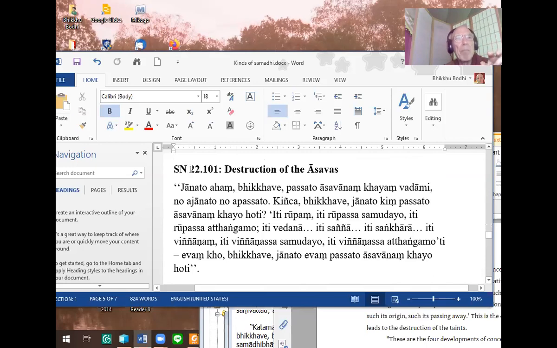And then another sutta in chapter 22 of the Samyutta Nikaya, sutta 101. Here the Buddha first says, I say that the destruction of the defilements, or of the taints, occurs for one who knows and sees, not for one who lacks knowledge and vision. And so what is it that one knows and sees in order to achieve the destruction of the asavas? What one knows and sees is: this is material form, this is its origin, this is its passing away. And so for feeling, perception, volitional activities, and consciousness.